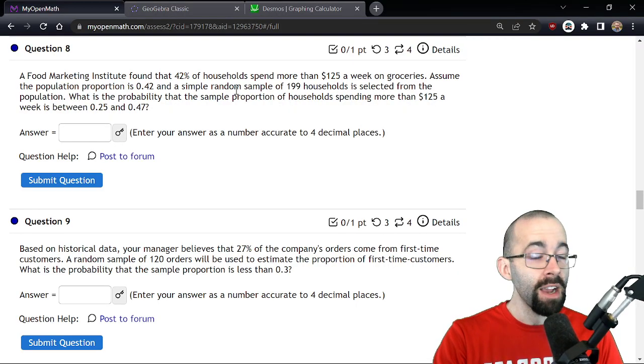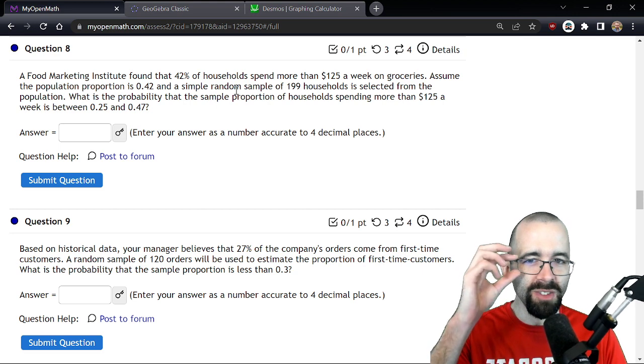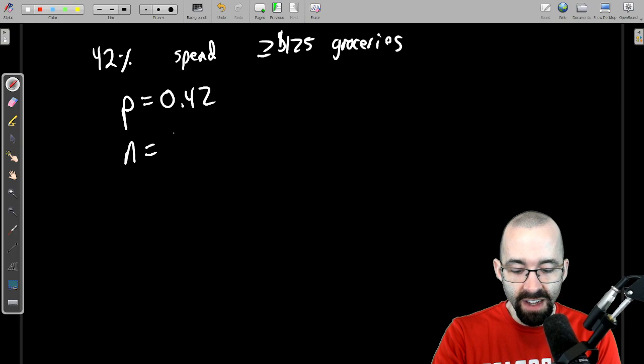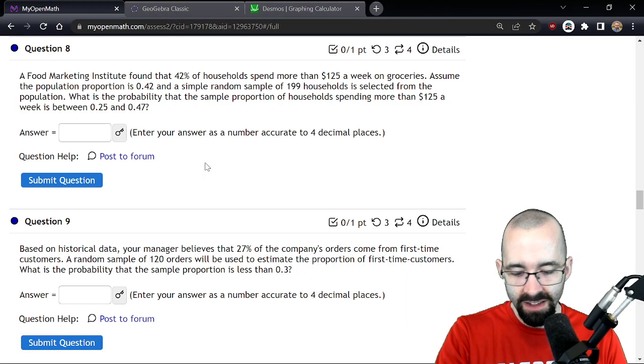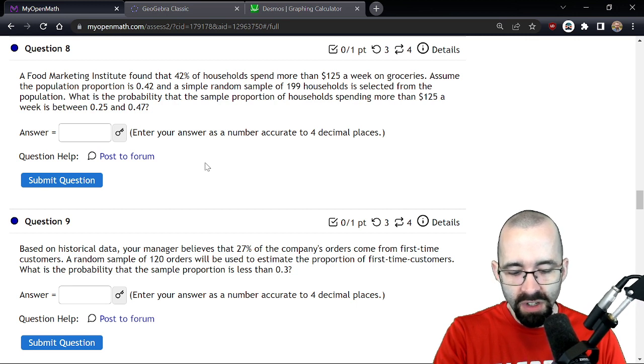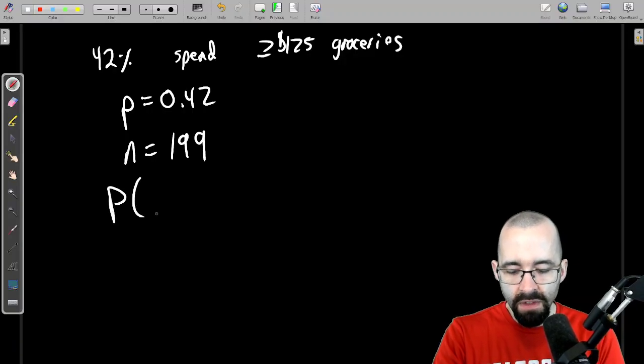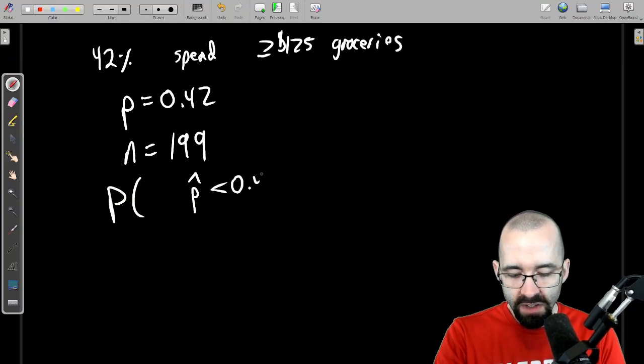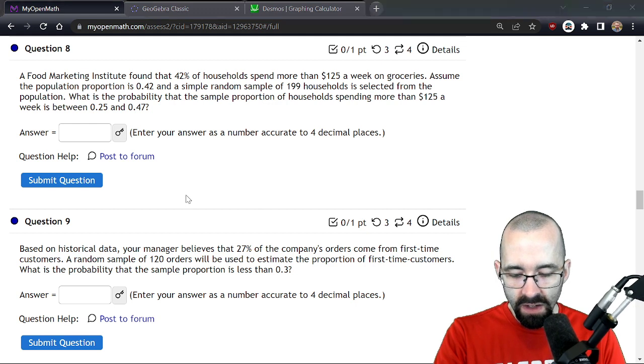And we took a simple random sample, sampling methods, Unit 1. Simple random sample of 199 households. Our sample size is 199. And that's selected from the population. What's the probability that the sample proportion of households spending more than $125 is between 0.25 and 0.47? Find the probability that the sample proportion is between 0.47 and 0.25.